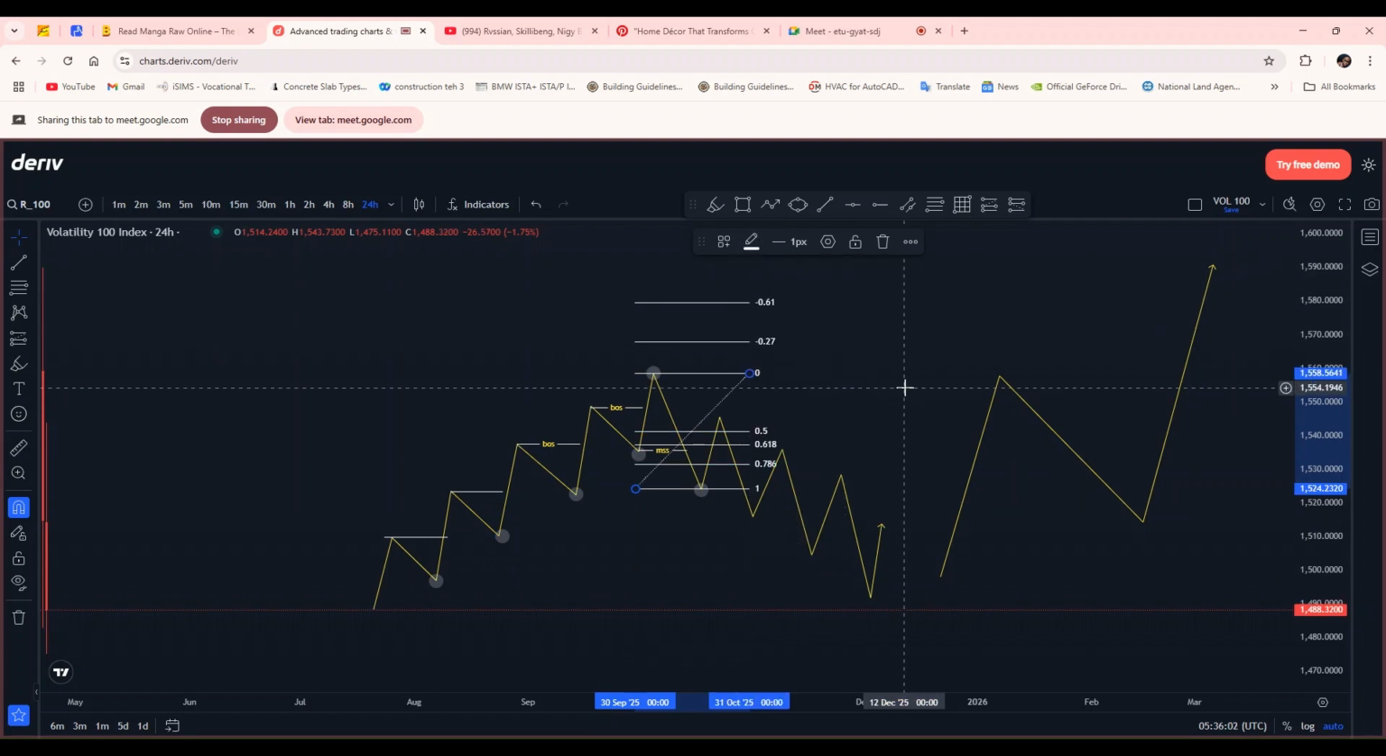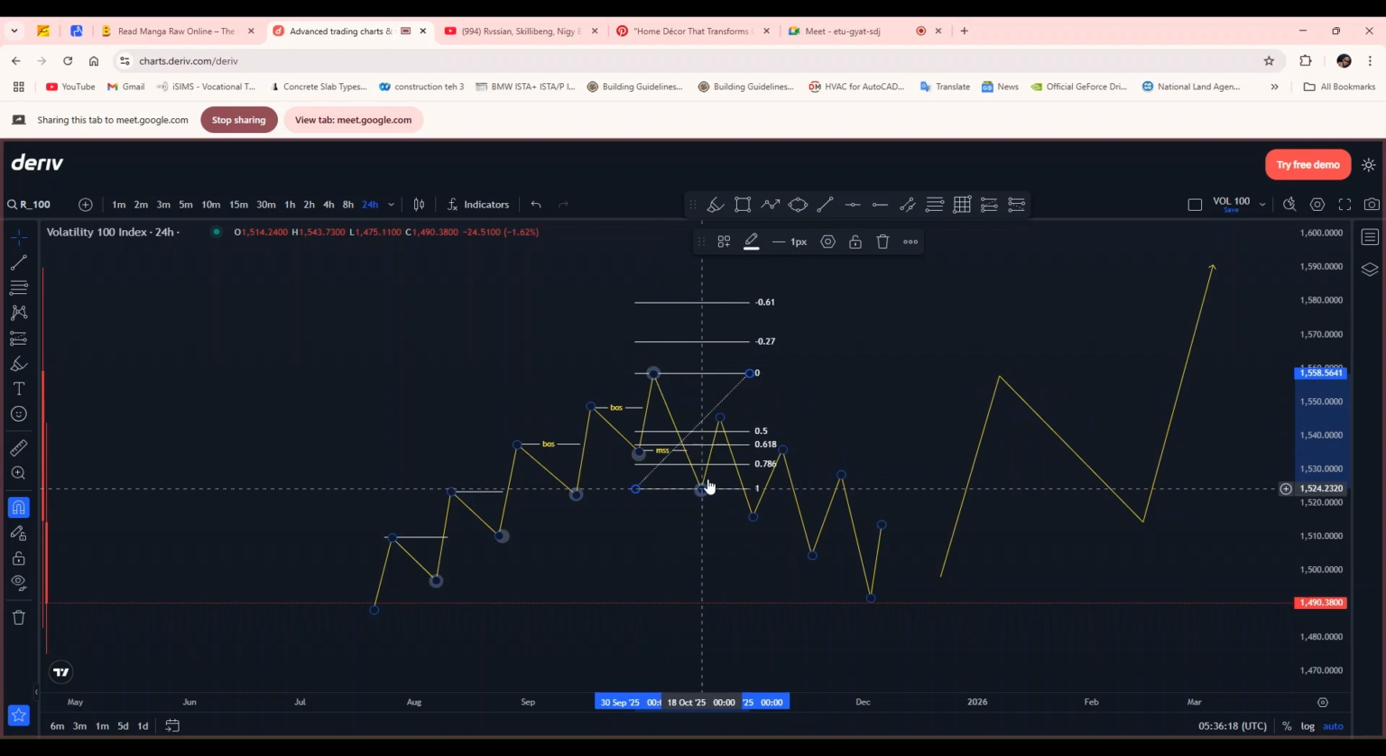Alright. Now, just looking at this, we had a market structure shift here, and I drew the Fibonacci retracement from the previous high to the current low so I could identify when the market pulls back, it will pull back into the 50%.